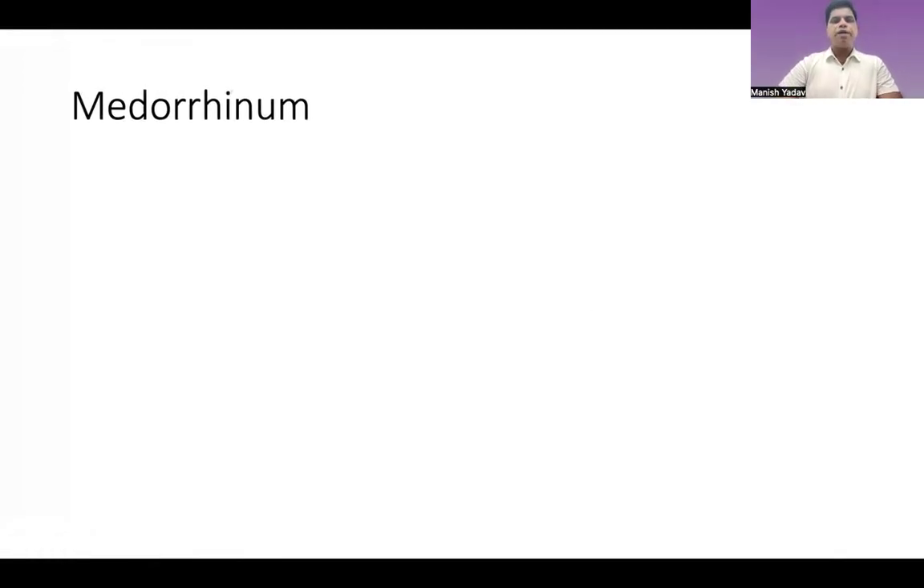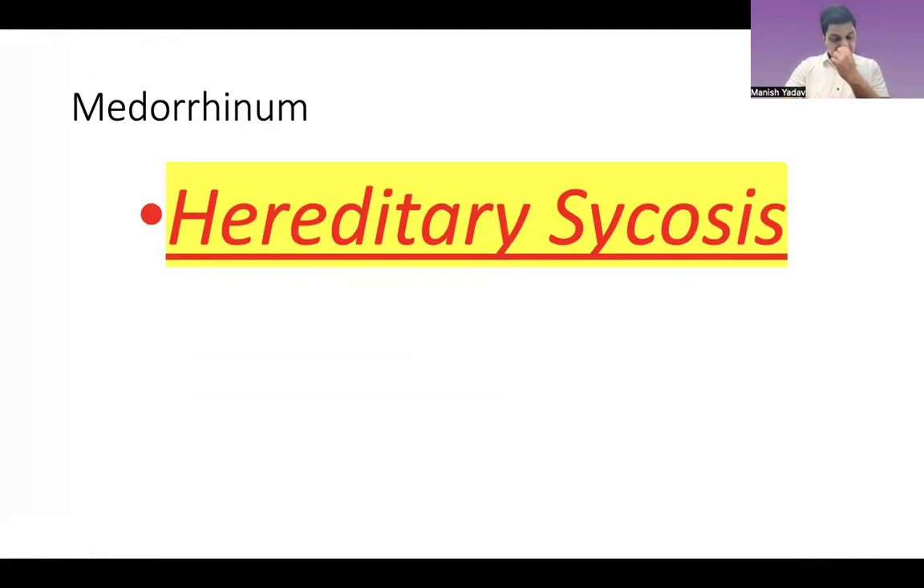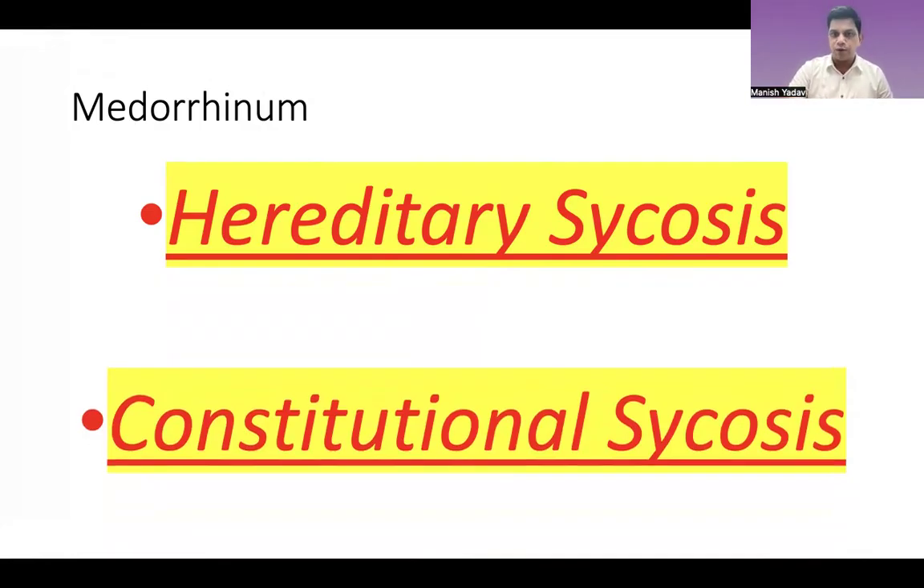So definitely we know Medorrhinum is a nosode. When you want to start understanding Medorrhinum, there are two terms that you have to understand. One is hereditary psychosis and another is constitutional psychosis. Hereditary psychosis means when the psychotic state is carried on through generations, from ancestors, from parents, and gets transferred to the next generation, the children. This is called hereditary psychosis.